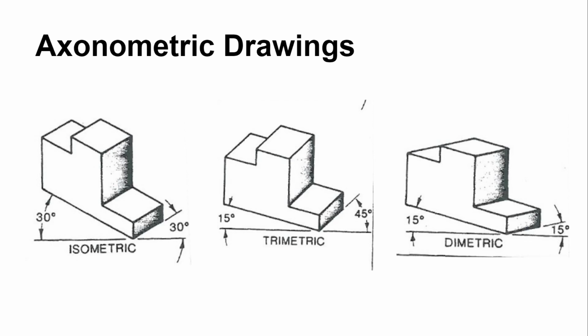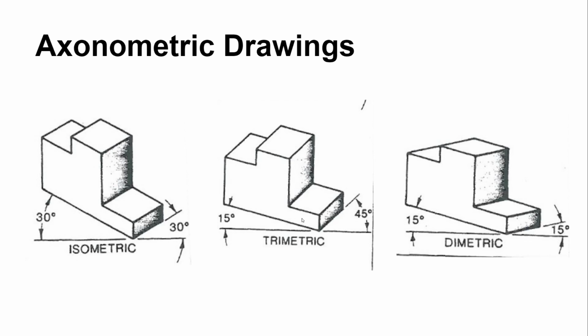Versus with a dimetric, you have two angles that are equal, so two faces are given equal emphasis, and then a third face is given less emphasis. And with a trimetric, all three of your angles are different. So with isometric, all three are the same. With dimetric, two of them are the same. And with trimetric, none of them are the same.